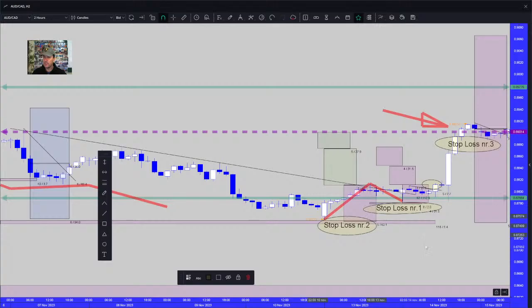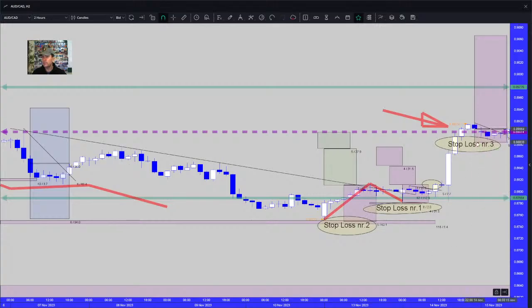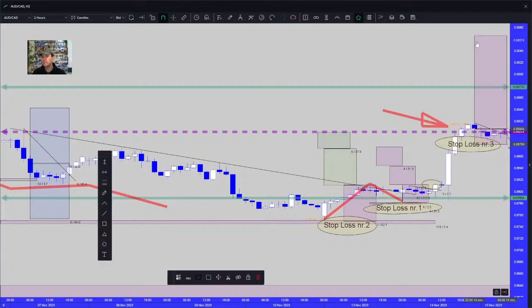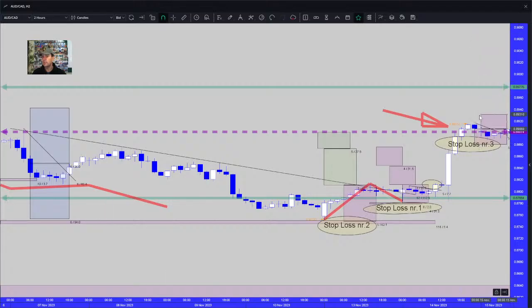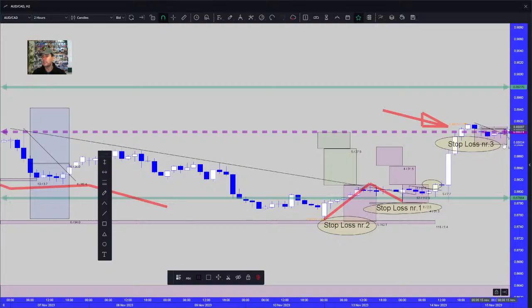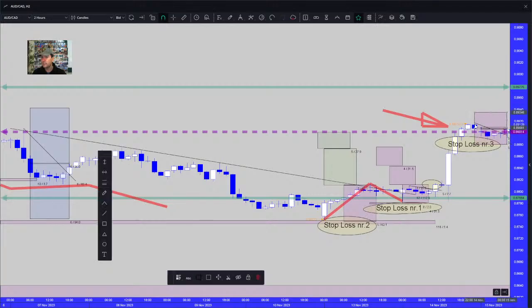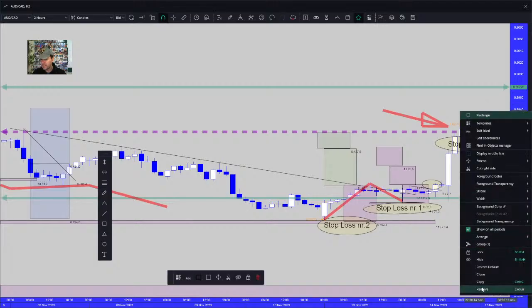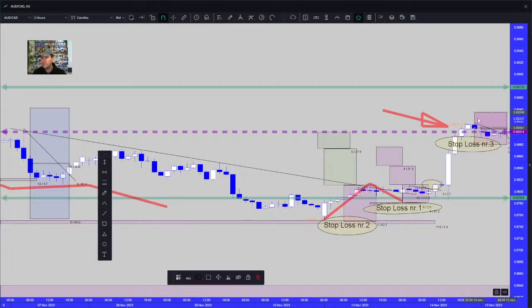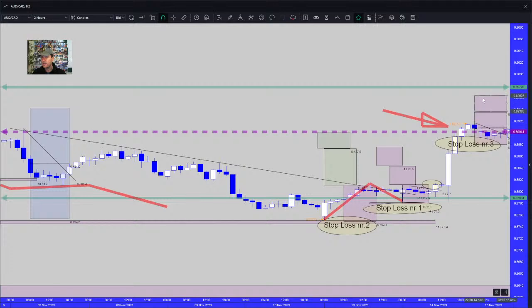Stop loss number 3. Wow, stop loss number 3, everybody. And do you want to go 1 per 1 or 1 per 2, Nandozi? So I'm going to clone. Do you want to go 1 per 1 or 1 per 2? Clone one more time, left click, right click, clone. There you go. 1 per 1 or 1 per 2?